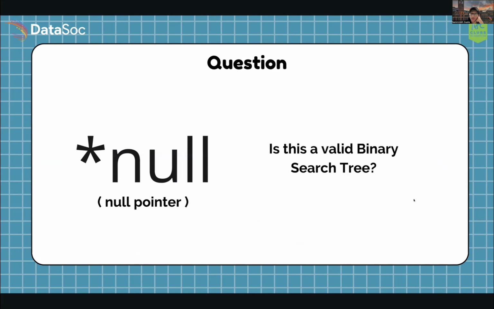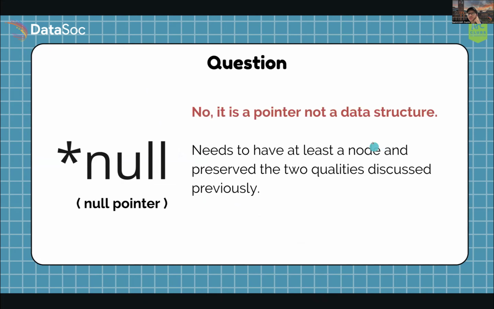So is this a valid binary search tree? No, I see. No, yeah, okay. So you're right. No, it's not a binary search tree. This is actually a null pointer, right? So for a binary search tree to be valid, there needs to be at least one node and it has to have the qualities we discussed preserved.